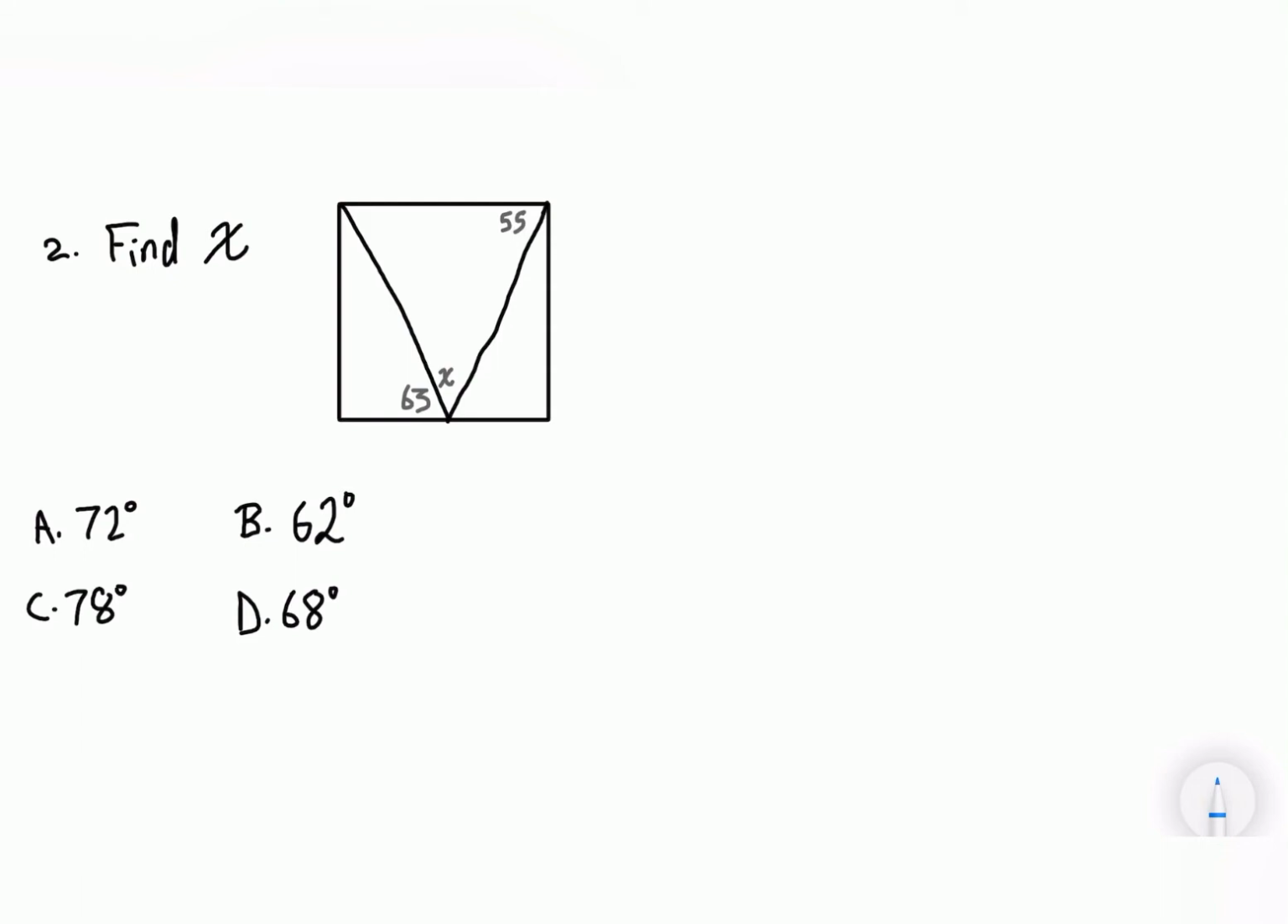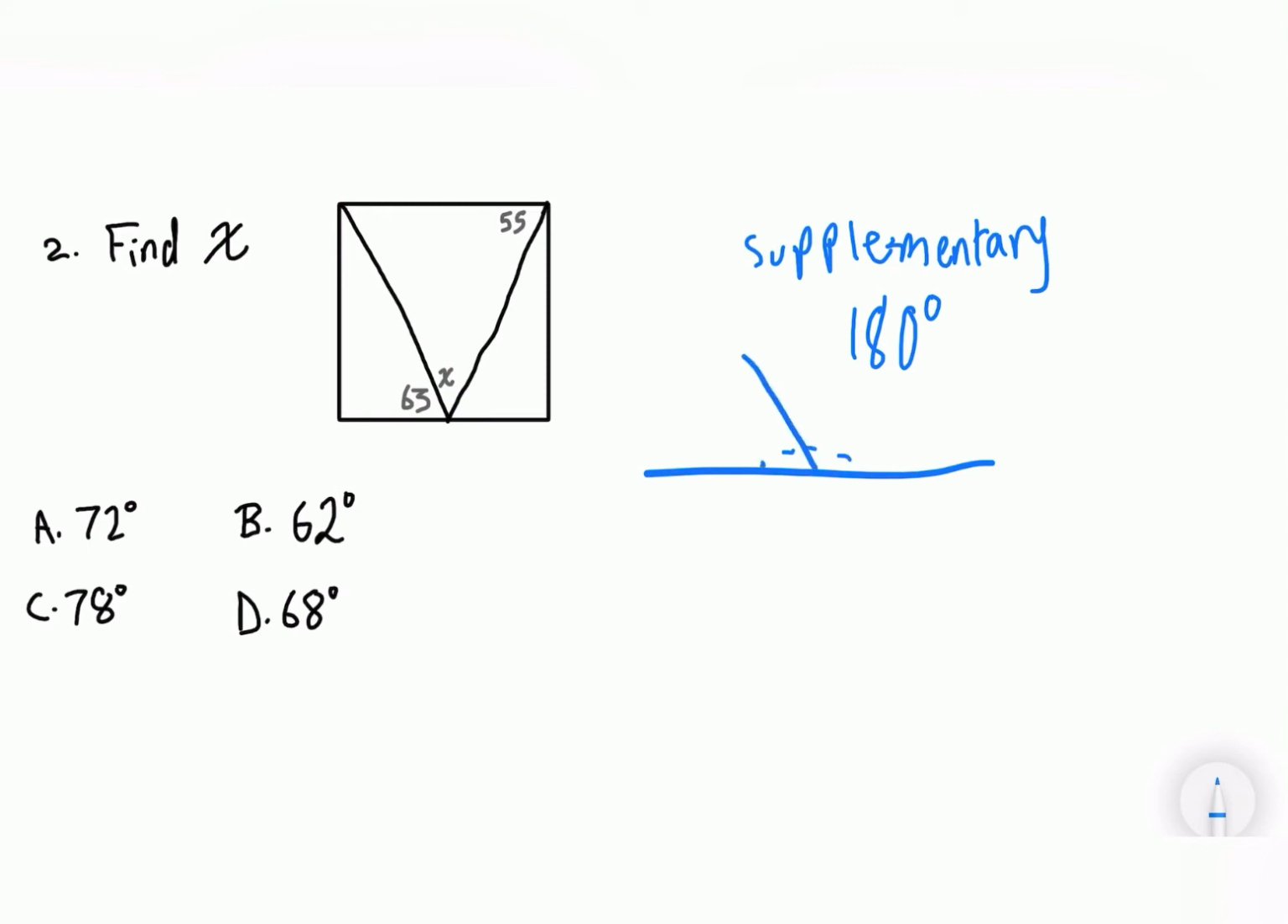Okay, let's solve number 2. Number 2 says simply find x. Okay, so first of all, we know that supplementary angles add up to 180. And they look something probably like this. So maybe this is the angle, and then this adds up to 180. So what we're supposed to find is x, and all of this adds up to 180.